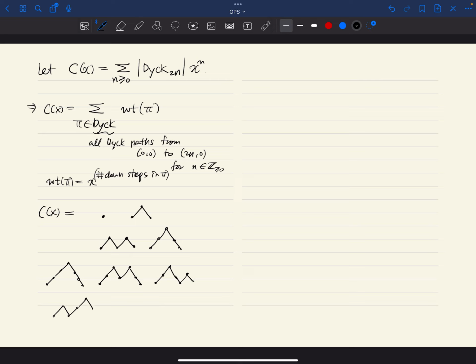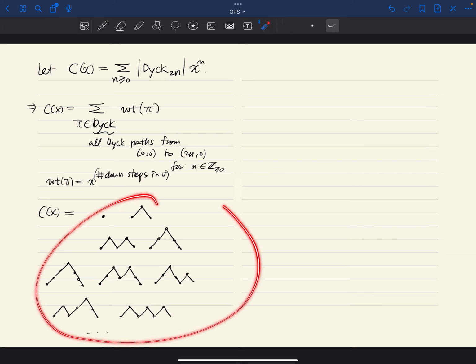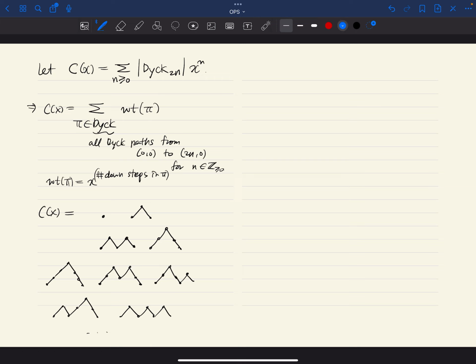You can generate them all yourself, right? And so on. And what I want you to think about is, imagine all of this in your head. What is the weight of this? The weight is the length or half length, or the number of down steps or up steps. So it's going to be 1. And this, the weight is x. The weight of this is x squared, x cubed, x cubed, x cubed, like that.